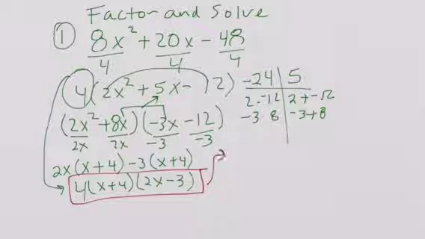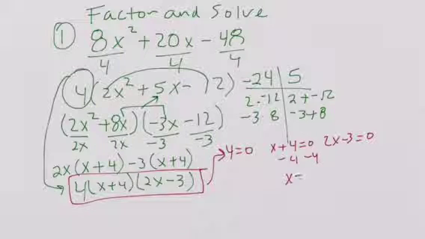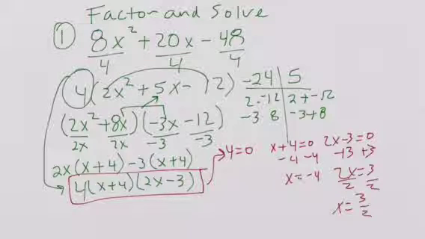If we're solving, we're going to do 4 equals 0, x plus 4 equals 0, and 2x minus 3 equals 0. Zero pair out the 4, x equals negative 4. Zero pair out the 3. 2x equals 3, divide by 2, x equals 3 halves. 4 never equals 0, so our two roots are going to be negative 4 and 3 halves.